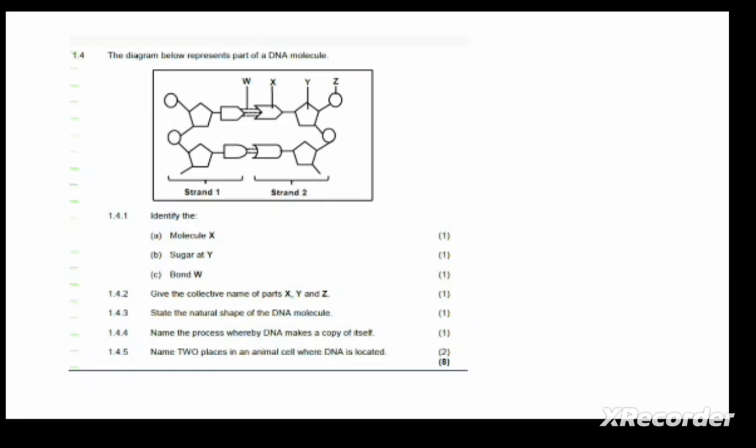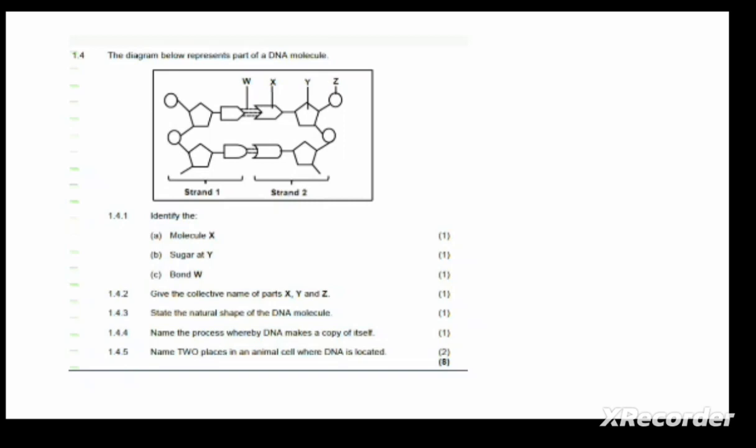Let's look at another question. Give the collective name of parts Y, X, Z. That is a nucleotide. Remember, a nucleotide has a nitrogenous base, sugar in the middle, and then we have the phosphate.